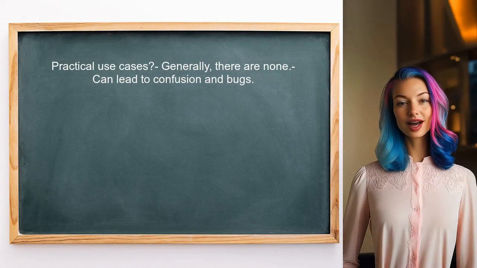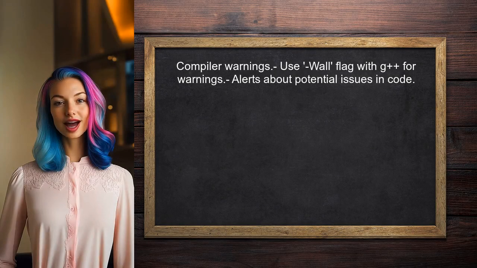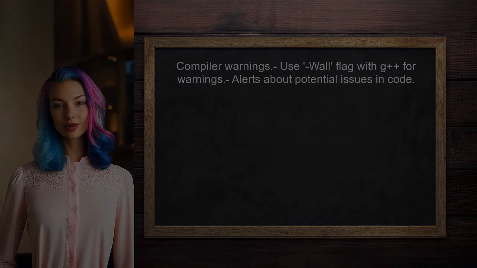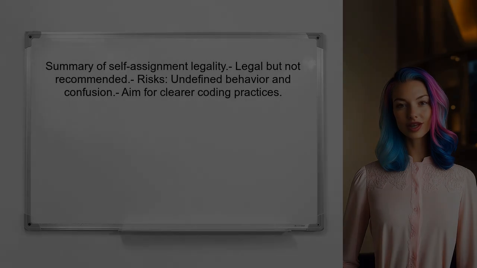The user might wonder if there are any practical use cases for this kind of initialization. Generally, there are not, as it can lead to confusion and bugs in the code. It's more of a quirk in the language's design. Additionally, the user should be aware that compilers may issue warnings about such code. For example, using the -Wall flag with g++ can alert the user to potential issues, even if the code compiles successfully. In summary, while self-assignment in variable definitions is legal in C++, it is not recommended due to the risks of undefined behavior and confusion. The user should strive for clearer and safer coding practices.